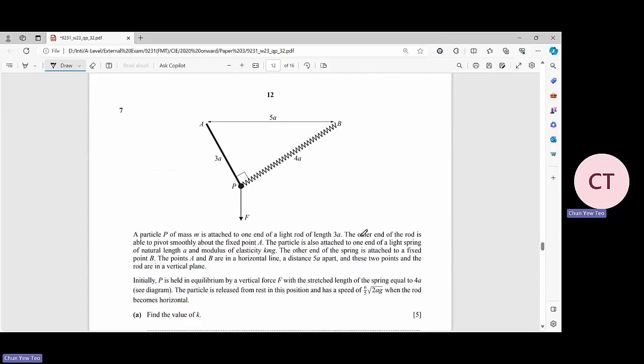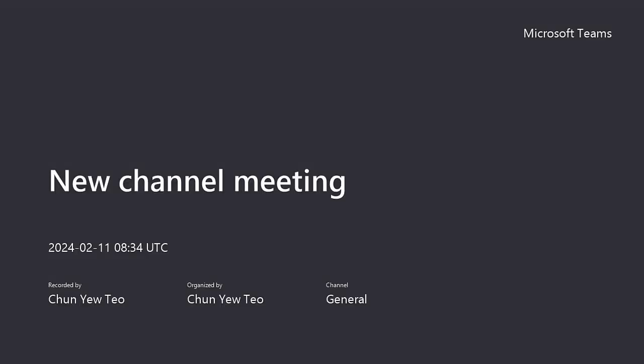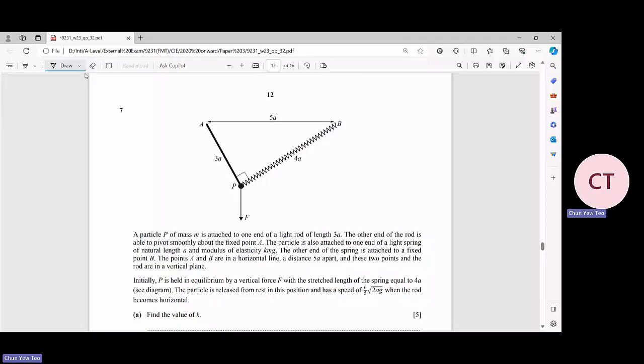Moving on, question number 7. Okay, now we take a look at question number 7. The particle P of mass M attached to one end of a light rod of length 3A. The rod is length 3A. The end of the rod is able to pivot smoothly about the fixed point A.